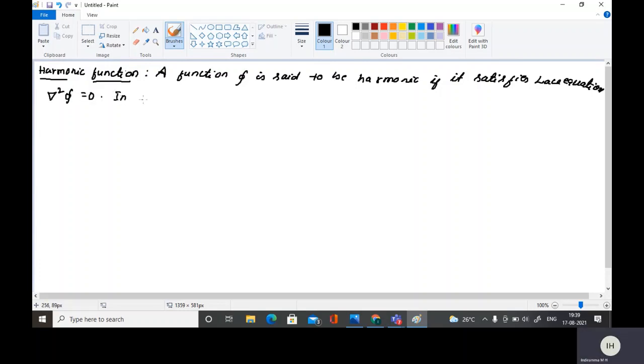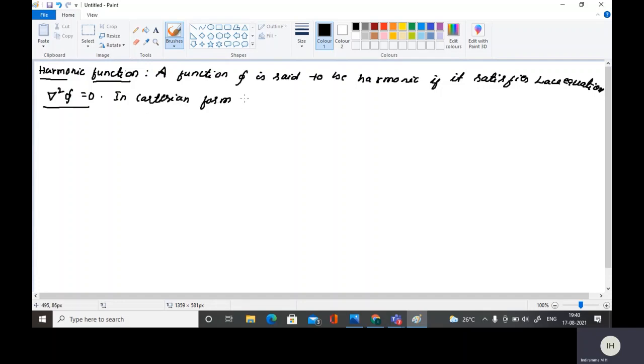In Cartesian form, so that means a function phi is said to be harmonic if it satisfies the Laplace equation. Laplace equation means Laplace square phi, that is dou square phi by dou x square plus dou square phi by dou y square equal to 0, that is in Cartesian, and we have the Laplace equation in polar form that I will give here now.